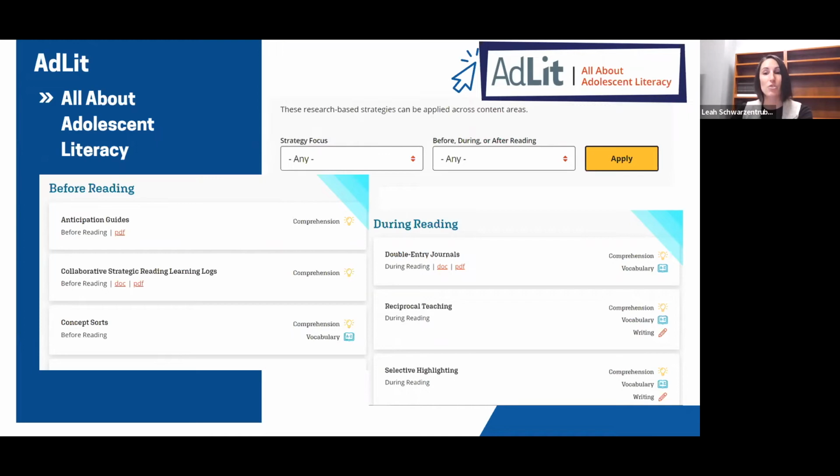we want to highlight that these strategies also apply to students in the junior, intermediate, and secondary levels. Adlit.org is a fantastic resource that focuses on adolescent literacy and provides evidence-based strategies that can be used across content areas. Using the search function, you can select a strategy focus with options being comprehension, vocabulary, or writing. And you can then specify if you're seeking strategies to support learners before, during, or after reading. Each strategy listed will then identify the area in which it will support student learning.